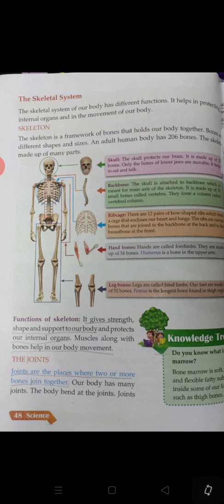Yes, in the previous class we have been discussing the skeletal system, right? So there are five parts in the skeletal system. What are they? Skull, backbone, rib cage, hand bones, leg bones. Right? The skull protects our brain, the backbone and rib cage protect our heart and lungs. Right? Here there are many bones joined together to form a single part, right? So let's see the functions of the skeleton here.